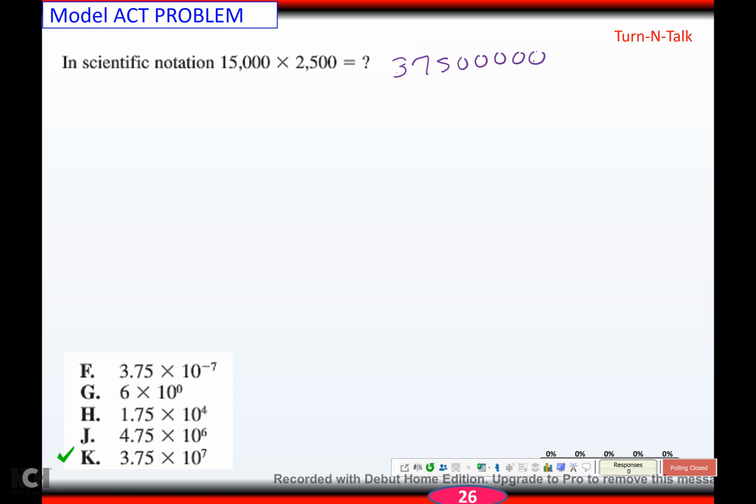5 zeros. Well, you know for scientific notation, the decimal needs to go right there, which makes my scientific number 3.75 times 10 to some degree. The degree is going to be how many places I'd have to move to put it back to where it started, which was at the end of the number. And that would be 1, 2, 3, 4, 5, 6, 7 places to the right. Okay?